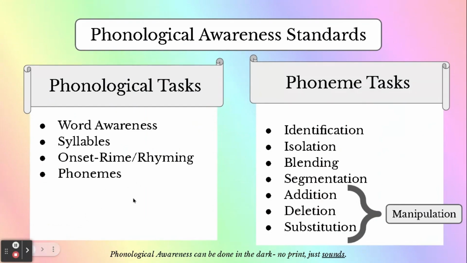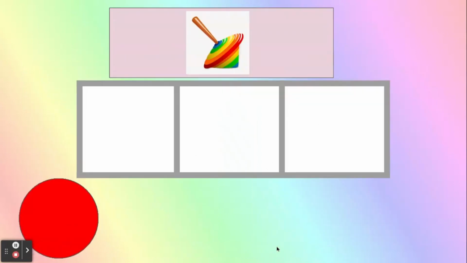The next part of our phonological task involves phonemes. These are the individual sounds in words. So students, you want them to be able to identify, isolate, blend, and segment in the beginning stages. And then once they've mastered these, the manipulation stages of being able to add, delete, and substitute sounds would come next. So for example, it would be giving a student a word, like the word top.